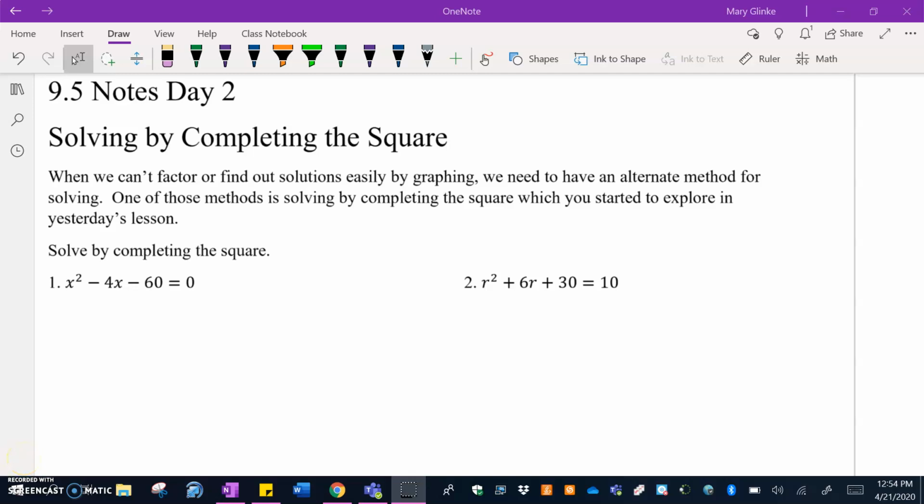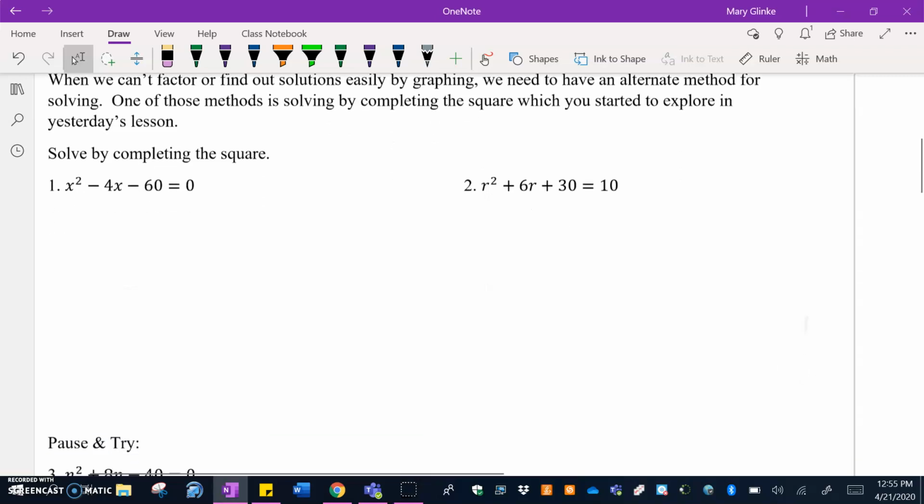Hello, today we are going to be solving quadratics by completing the square. So far we know how to solve by factoring and graphing, but sometimes those methods just don't work very nicely when your answers are not exact or rational numbers. So we are going to be expanding upon what we did yesterday, which was finding the C value to make something a perfect square trinomial. We can use that to actually solve quadratic equations.